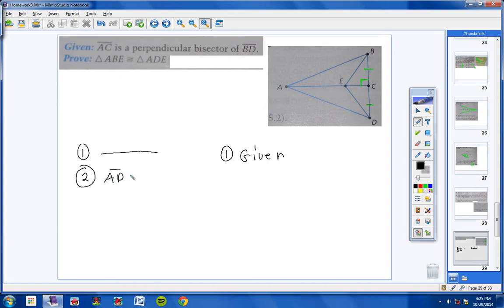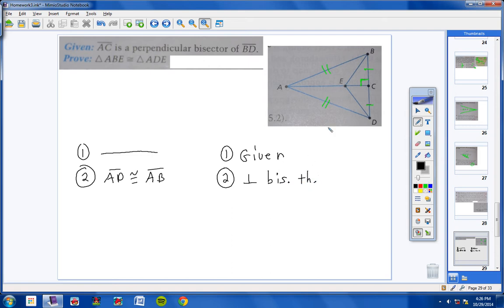AD is congruent to AB. Now you say, Mr. Earhart, how do we know that? Okay, let's come over here and mark that, okay? So AD is congruent to AB. There we go. Now, how do I know that? Look at this carefully. This is so cool. Watch this, okay? It's the perpendicular bisector theorem.